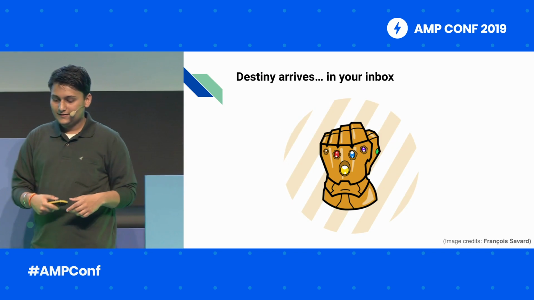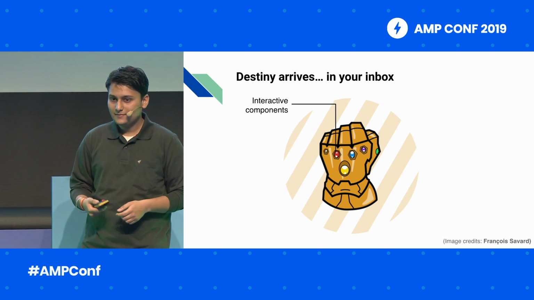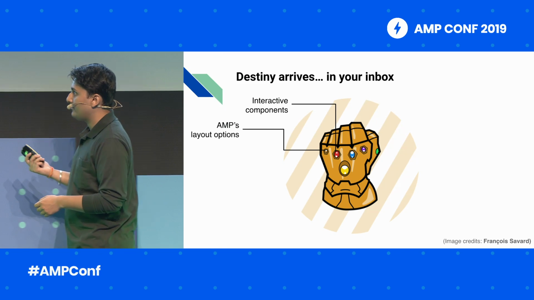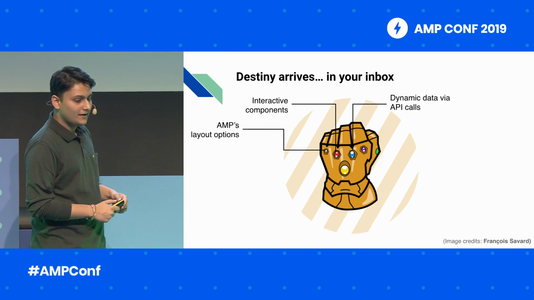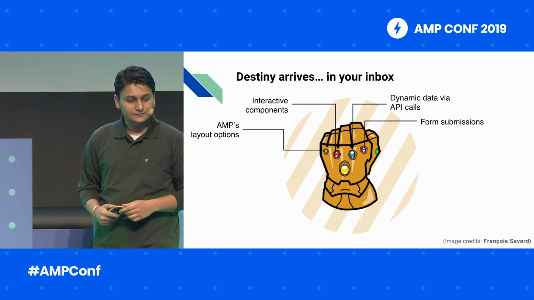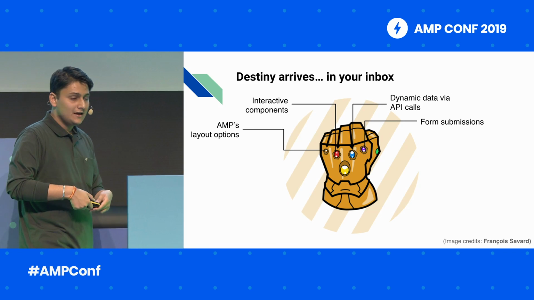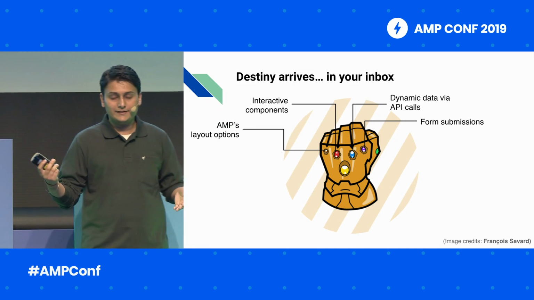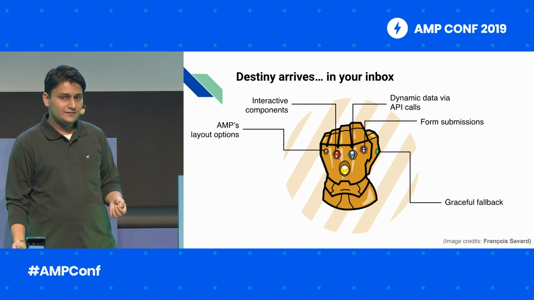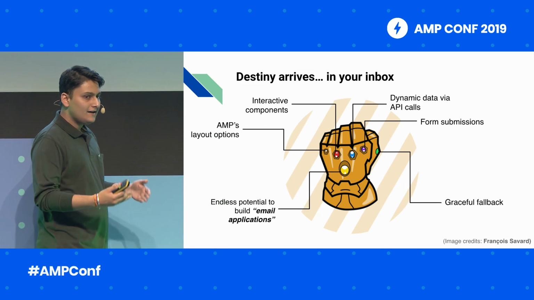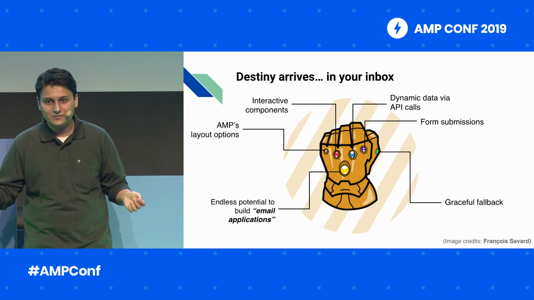So let me summarize all of that. You can have the power of AMP emails via interactive components, the various layout options that AMP can provide. Responsiveness is baked in, so that's a big plus. The power of making API calls, form submissions, which can help us in modifying the booking of users, maybe making a search or gathering user feedback right within the email itself. Graceful fallback, like I just mentioned, and the endless potential to create unique solutions right within your recipients' inboxes.